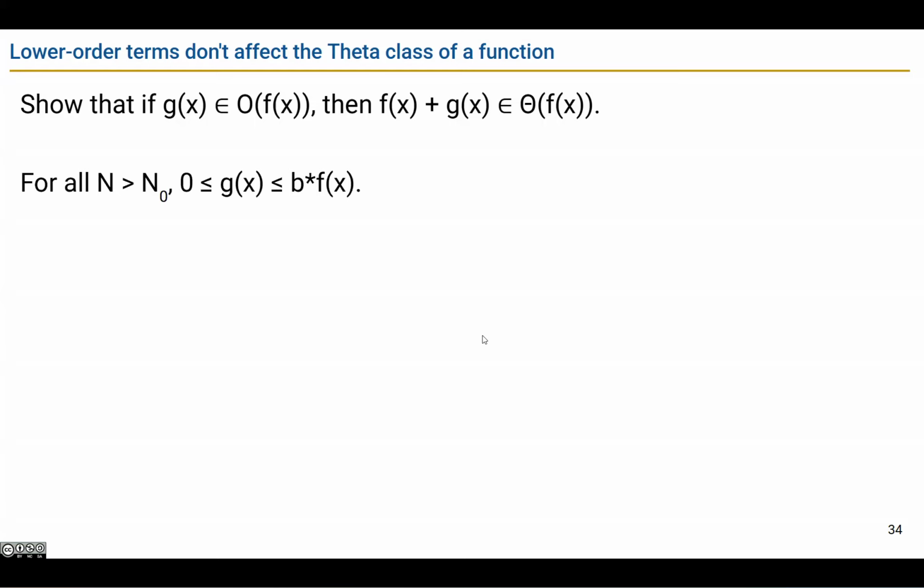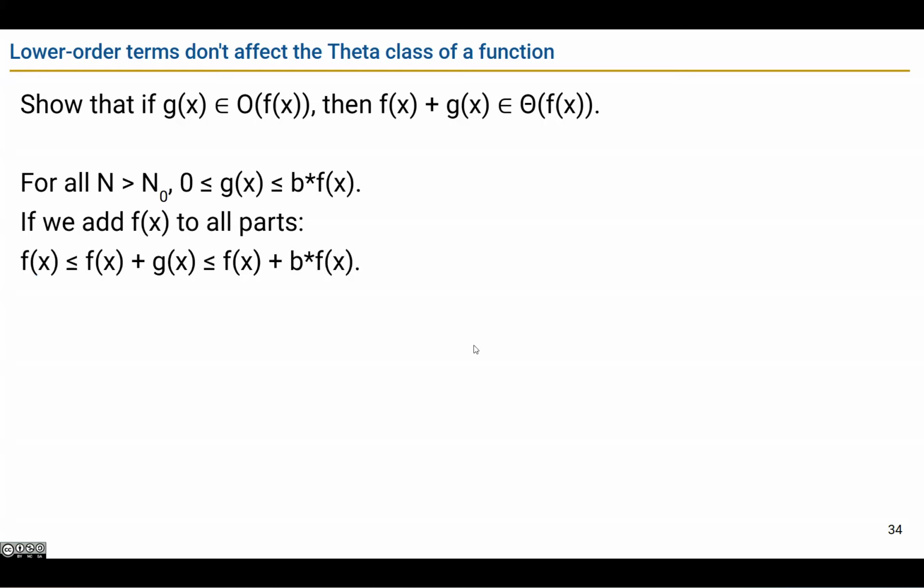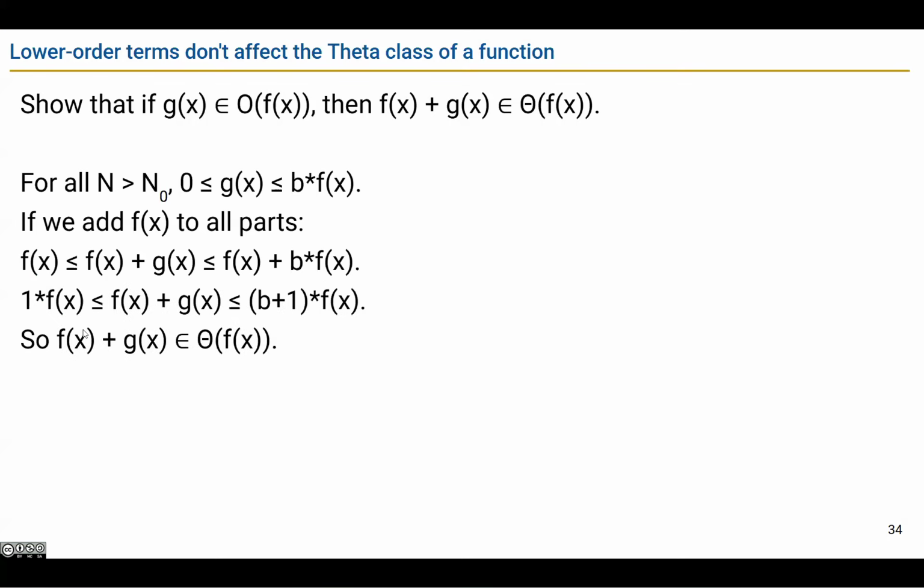And if we just add f of x to all of these sides, we get f of x is less than or equal to f of x plus g of x is less than or equal to f of x plus b times f of x, which after simplification is just the exact same as the theta bound definition with a equal to 1 and b equal to b plus 1.